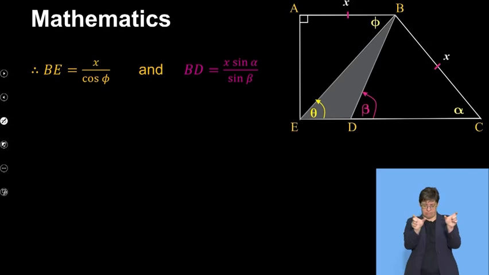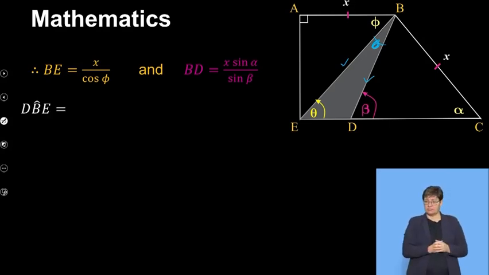So there's the 2 expressions we found in the previous 2 slides. BE is equal to x over cos of phi, and BD is equal to x sine of alpha over sine of beta. What remains now to find, remember we need side, angle, side to use the area rule, is an expression for this angle. We said we can use the exterior angle of a triangle, so angle DBE will simply be the exterior angle, which is beta minus theta. Okay, so we have this angle here, and we've got the sides.